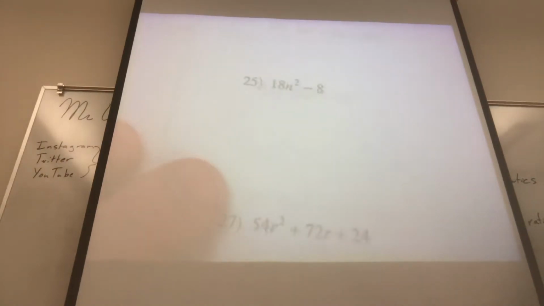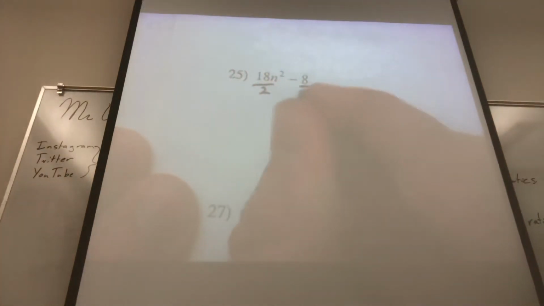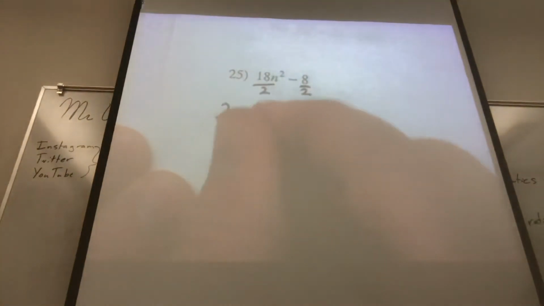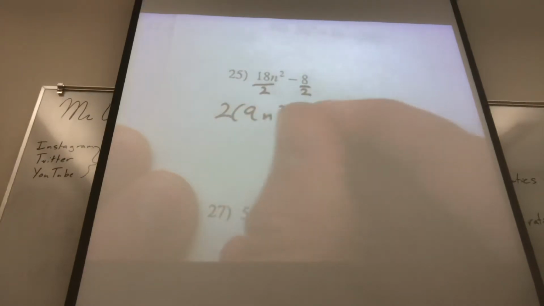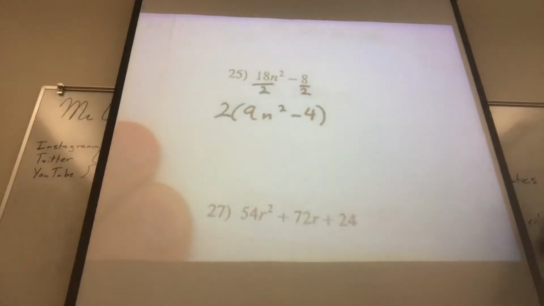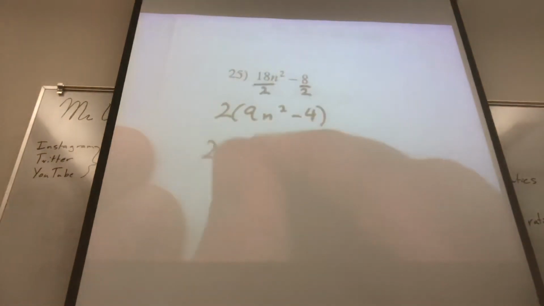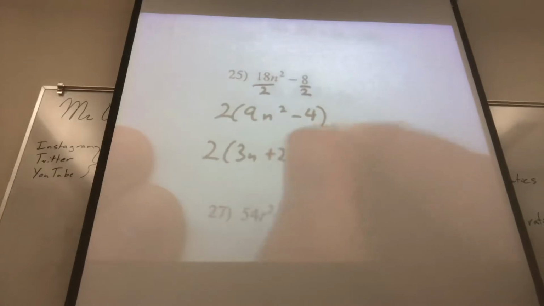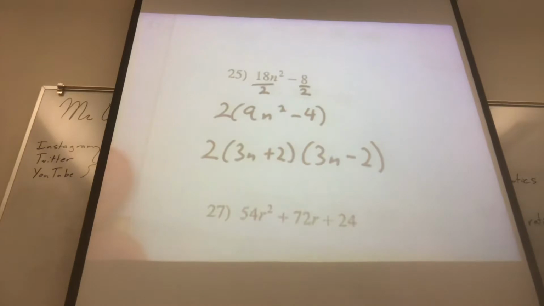Be careful when you get to ones like 25. 25 is set up like it should be difference of squares. Problem is, neither one of these values is a perfect square. However, it has a GCF of 2. If we factor out the GCF of 2, we end up with 9n squared minus 4. 9 and 4 are perfect squares. So this is going to be 2 times 3n plus 2 and 3n minus 2. Again, difference of squares. It's the exact same factor. The only difference is one of them is positive, the other one's negative.